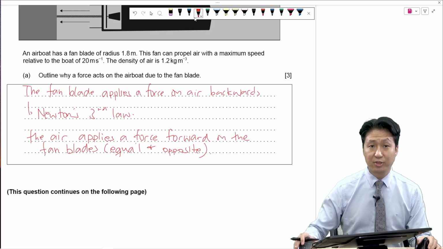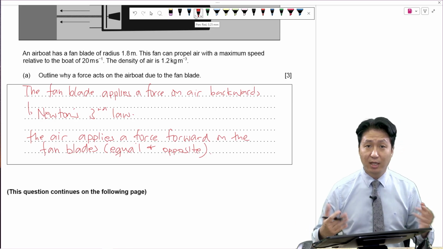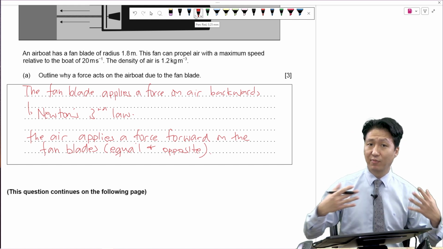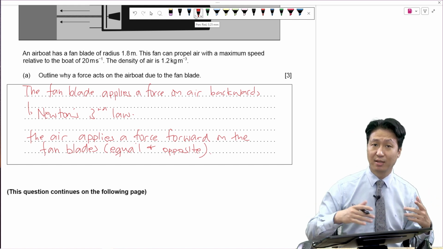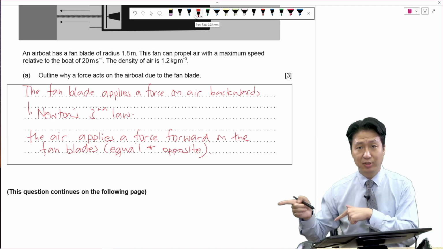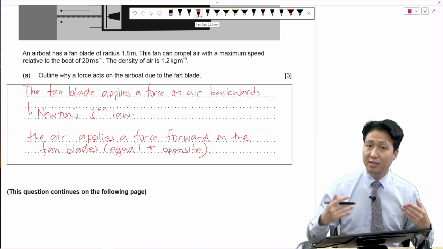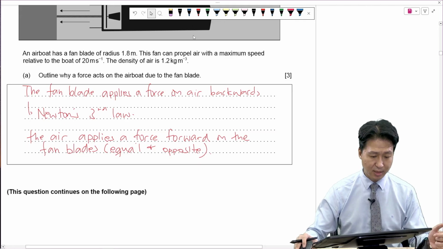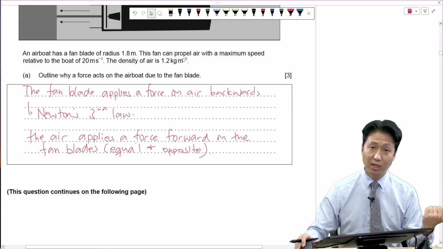There are other alternative answers for this question, and you can also say that the air gains momentum backwards. The conservation of momentum means that there's going to be a forward impulse on the boat, and the force is the rate of change of momentum. Either using Newton's third law or the change of momentum are both acceptable.